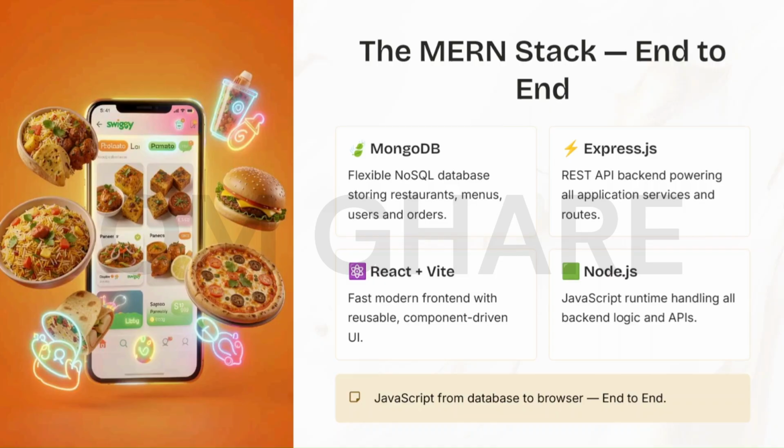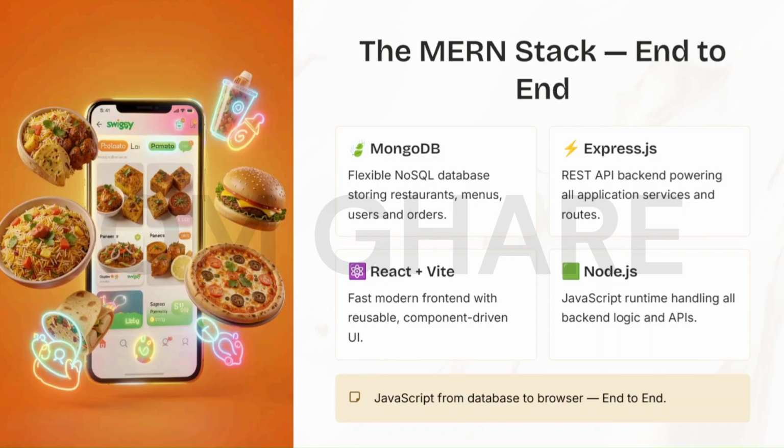This includes the user accounts, restaurant information, menus, orders, shopping carts, coupons, and other business-related data. Because MongoDB stores information in a flexible document format, it becomes easy to manage complex relationships without requiring rigid table structures.